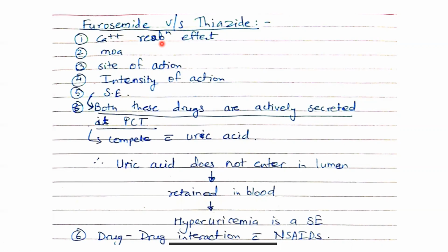Which is calcium wasting and which is calcium sparing? So try to recall that furosemide is calcium wasting because it was enhancing excretion of calcium, whereas thiazide is a calcium sparing diuretic. So what is the mechanism of action of furosemide?